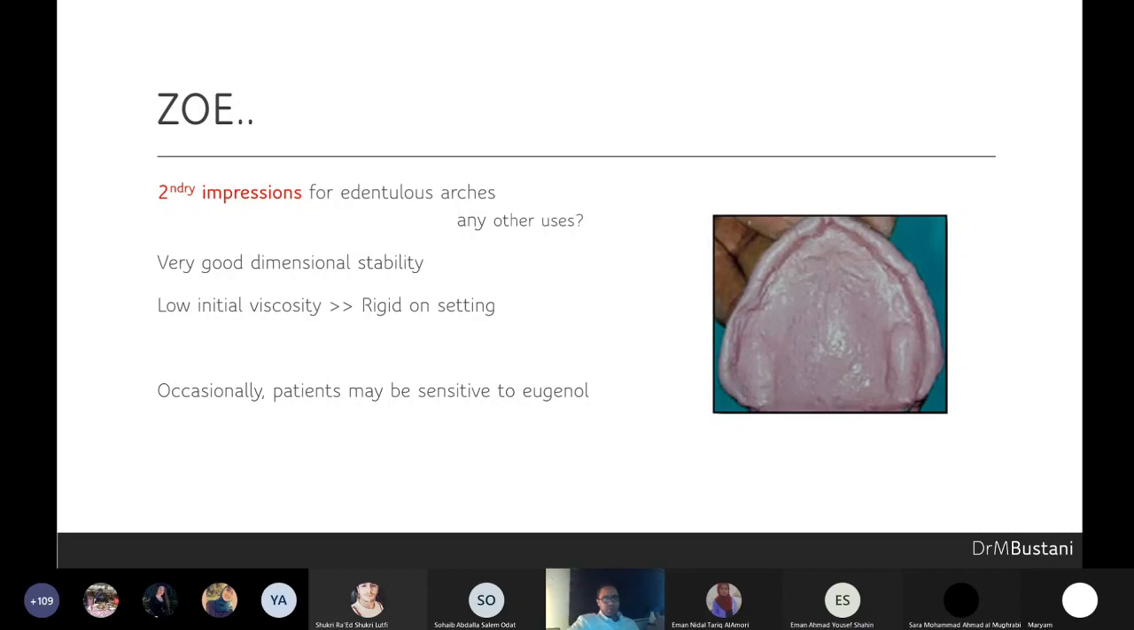Some patients might be allergic to eugenol, although it's not very common. I think it's around 0.1% of the whole population. The patient will just experience some numbness, just a bit of numbness in the palate mainly. The lower can be managed a little bit better because they have saliva and so on.